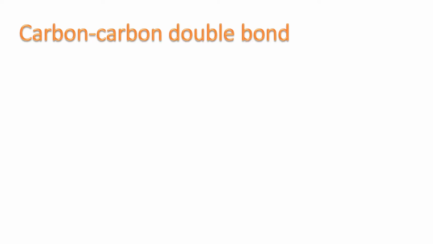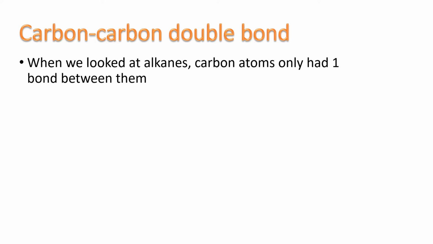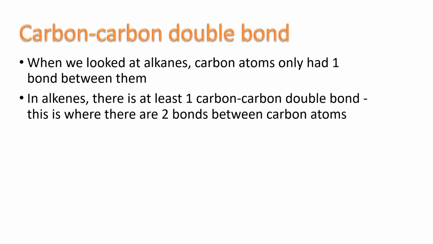So let's look at what a carbon-to-carbon double bond is. When we looked at alkanes, between the carbon atoms there was only ever one bond. In an alkene, there has to be at least one carbon-to-carbon double bond. And what this means is that there are 2 bonds between carbon atoms. So if you look here, we've got 2 carbon atoms and there's 2 lines between them. That signifies 2 bonds. And that's what we call a carbon-to-carbon double bond.